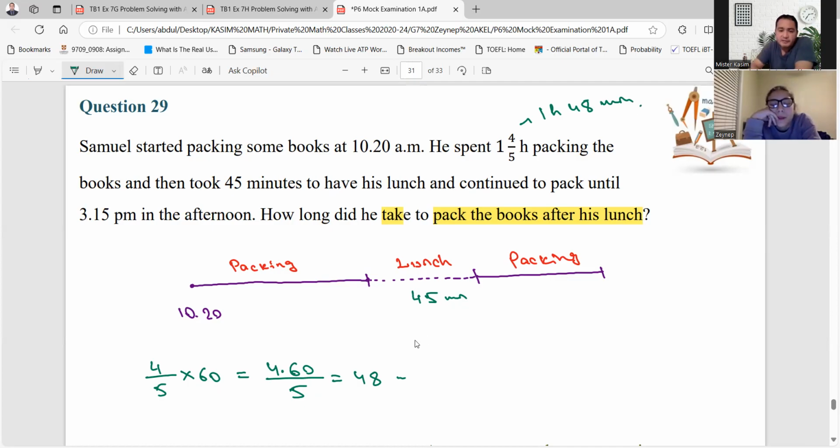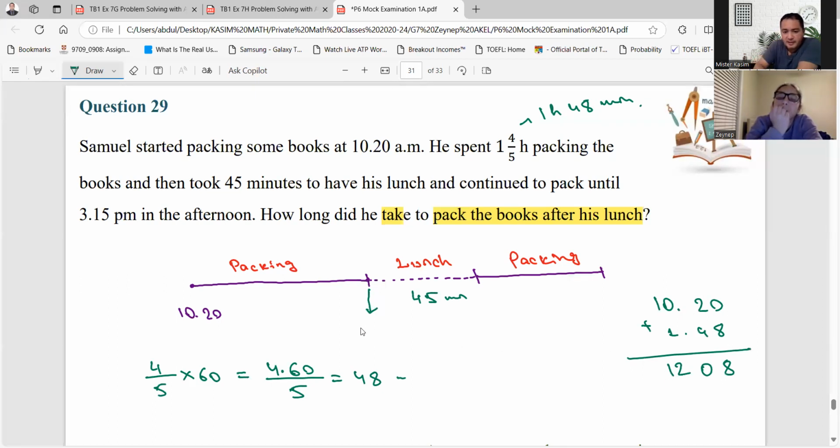Zeynep, what is 10:20 plus 1 hour and 48 minutes? What time did he stop packing to have lunch? We can add like this: 10 and 20, plus 1 hour and 48 minutes. 0 plus 8 is 8. 2 plus 4 is 6. 0 plus 1 is 1, but with the other 1, it is 2. It is 12. So that means he packed until 12:08.